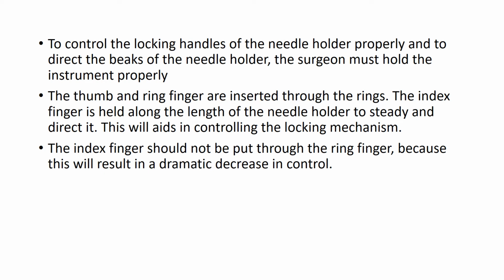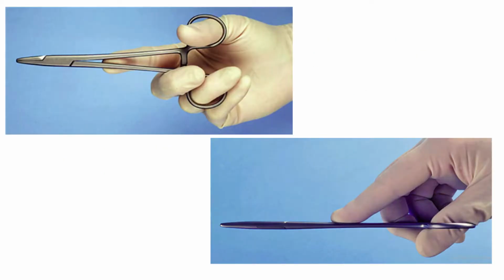The index finger should not be put through the ring because this will result in a dramatic decrease in control. So here you can see the thumb and the ring finger inside the rings of the handles, and the index finger is positioned along the length of the handle to stabilize the instrument.